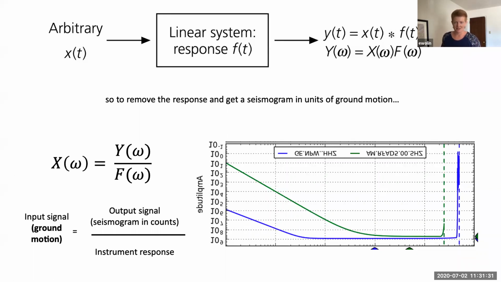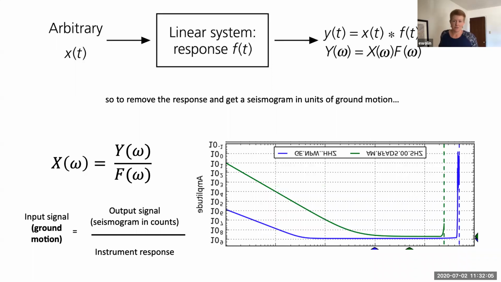Can you get the original signal if you don't know the instrument response? You can't. You must know the response of your instrument if you want to get an output seismogram in units of physical ground motion, so meters per second, or meters per second squared, or displacement in meters, whatever you like. But that raw signal that comes out of your digitizer, you must know the response of that system if you want to be able to retrieve units of ground motion.